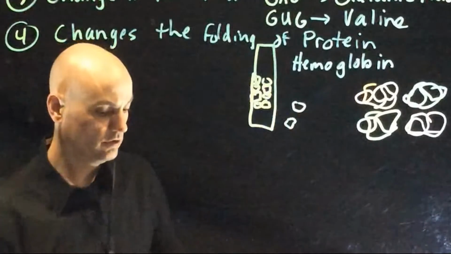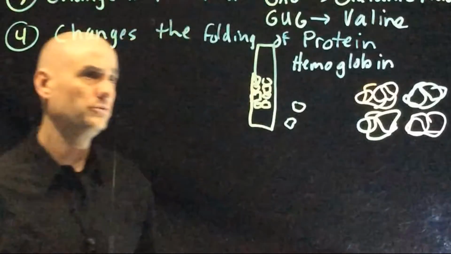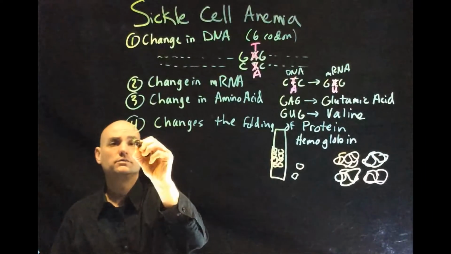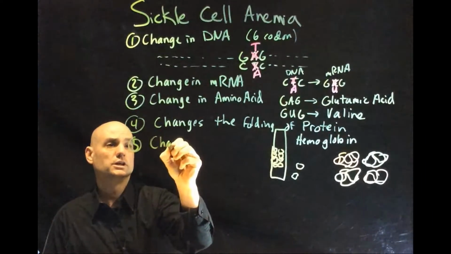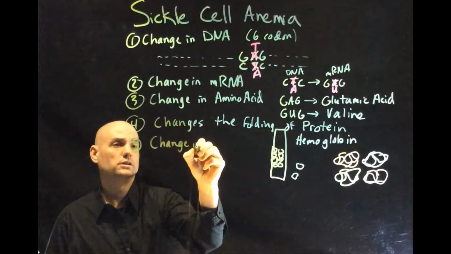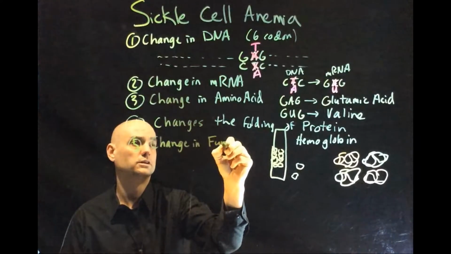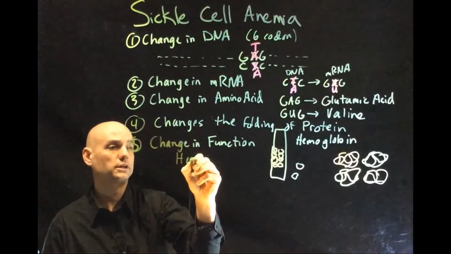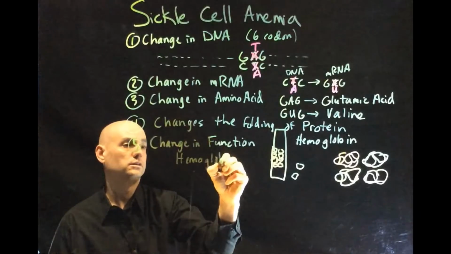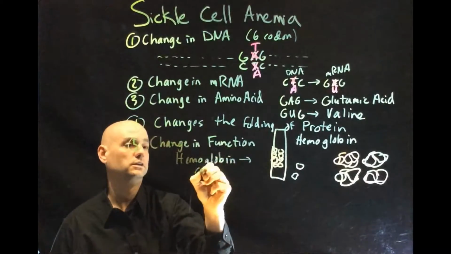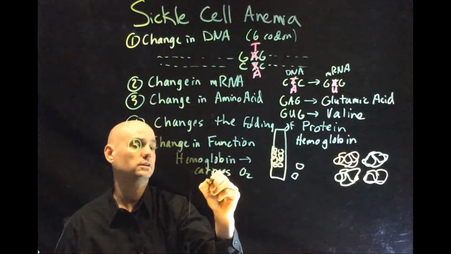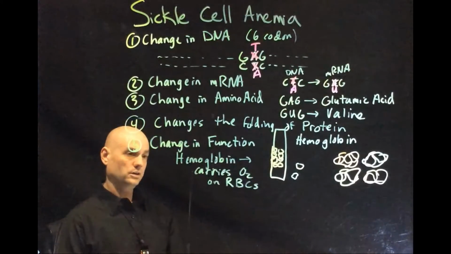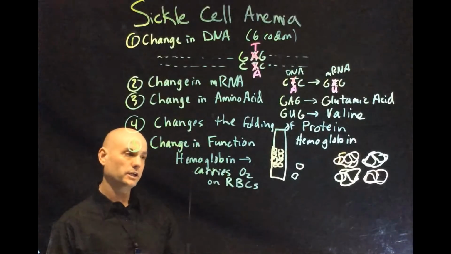Okay. All right. So, well, what do we know? Let's go back to our list here. Number 5 is a change in function of the protein. So what happens is hemoglobin normally carries oxygen on red blood cells. Okay? And it has a certain amount of oxygen it can carry and a certain percentage.